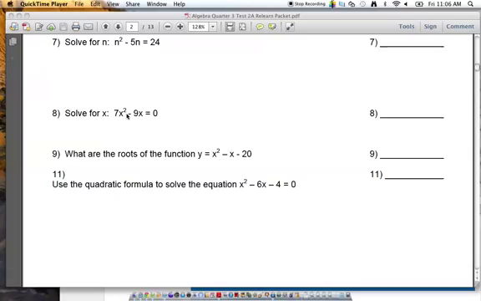Second section of the test now to go over. And this time, it's all about solving. Now, the first thing you have to do is really pay attention to what the directions say to do. Sometimes they say to factor and sometimes they say to solve.